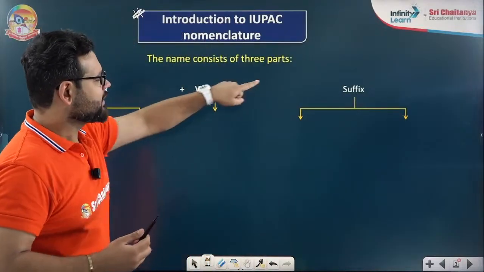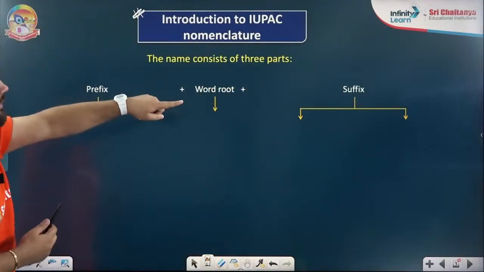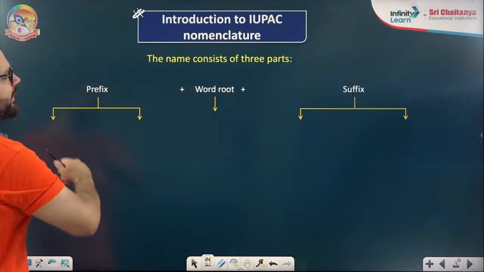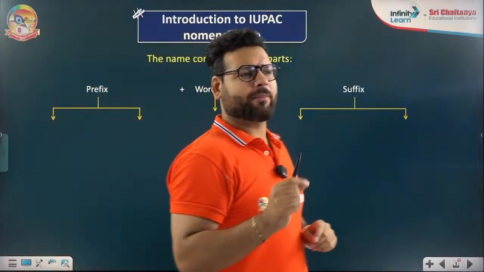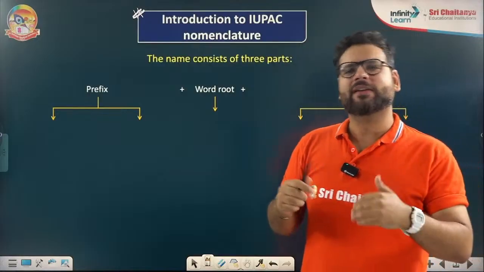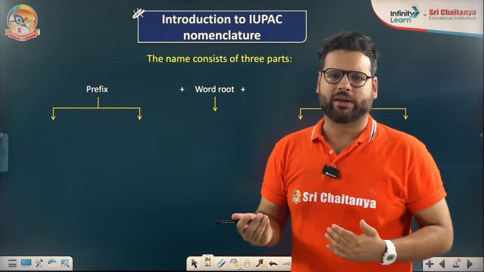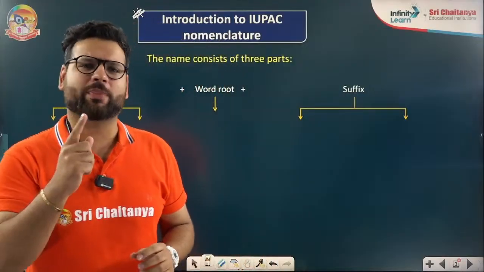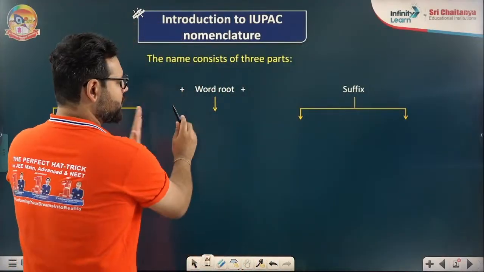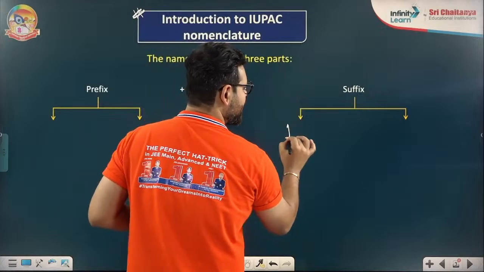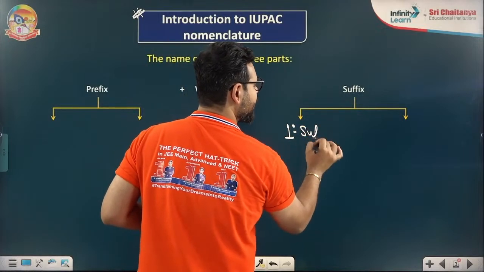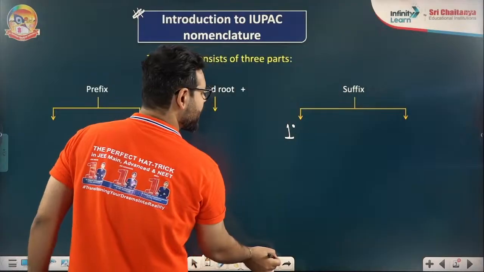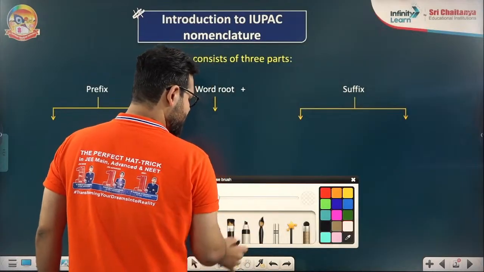Word root in the middle, suffix on the right side of the word root, prefix on the left side. Suffix is of 2 types, primary and secondary. Prefix is also of 2 types, primary and secondary. Whatever attaches near to the word root is always primary. So word root, near to word root, primary suffix. All of you can write it down quickly. Start writing primary suffix.